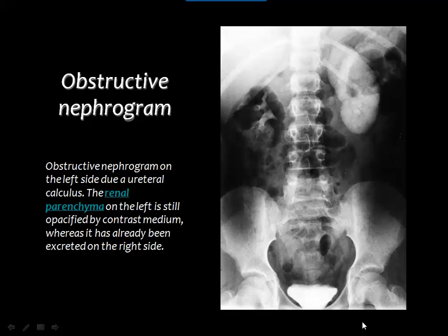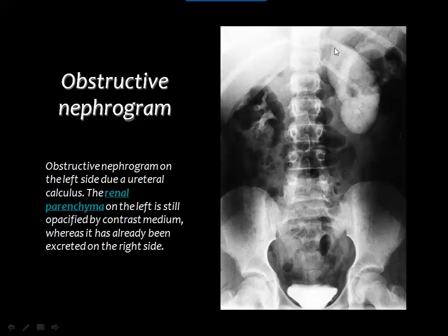Then, if you are going to examine a patient with renal colic by intravenous urography, I advise you not to inject the patient with contrast during the colic attack. At that time, the kidney is not able to excrete contrast medium, and you will get what is known as obstructive nephrogram or persistent nephrogram.